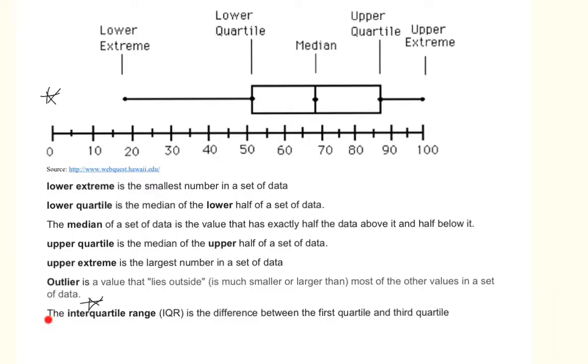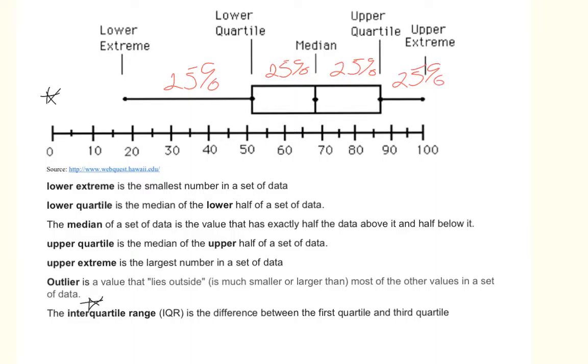And then lastly, you can be asked to find the interquartile range, or IQR, and that's the difference between the first quartile and the third quartile. So that would be the difference between the lower quartile and the upper quartile, how big your box is. So here, that would be 85 minus 50. And just another thing to note is that each part here is 25% of your data. And that's a big characteristic of box and whisker plots.